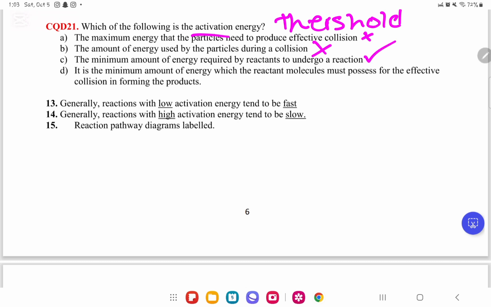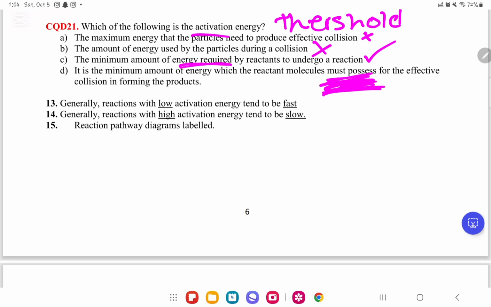C is correct. It's the minimum amount of energy which the reactant molecules must possess for effective collisions in forming the products. This is true, but you have to pay attention to how it is worded. It's saying it's the minimum amount of energy that the molecules must possess. This is a very tricky statement, even though it is correct, the word must possess is incorrect. It should not be possess, it is required for it to have.